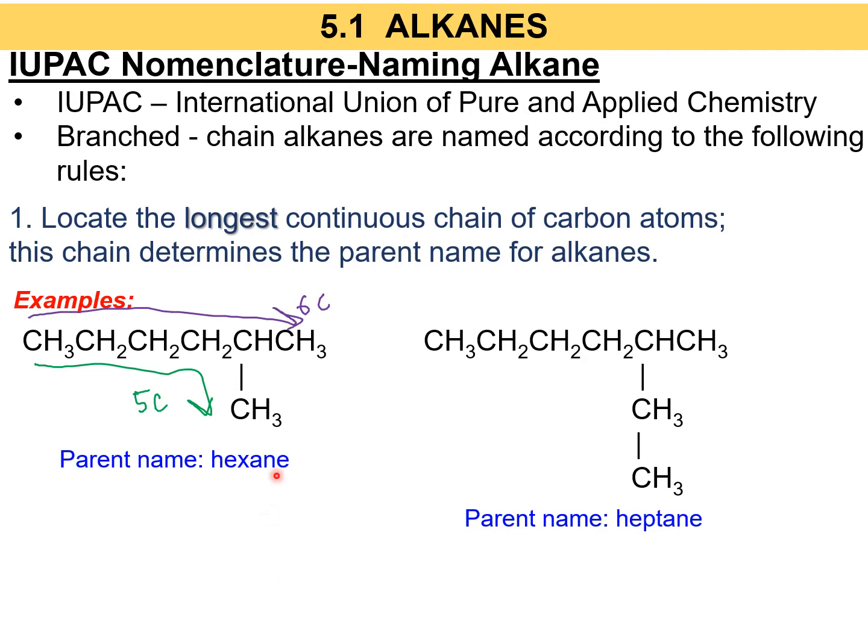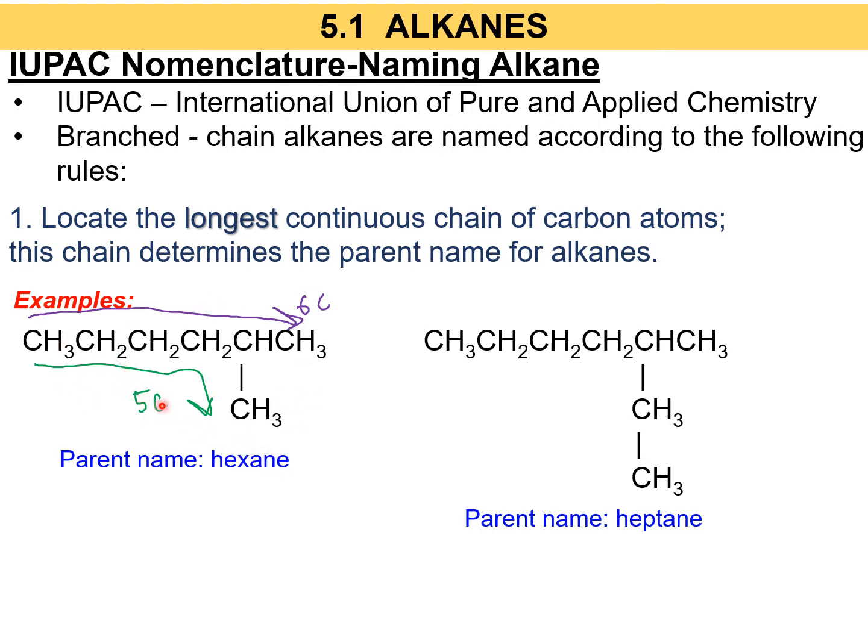Therefore, yang panjang ni lah, this continuous chain of carbon atoms ni lah is the longest in this organic compound. So, the parent name for this organic compound adalah hexane. Dia tak habis kat situ lagi sebab dia ada substituent CH3. Tapi ni adalah contoh-contoh untuk you namakan parent name of your organic compound.